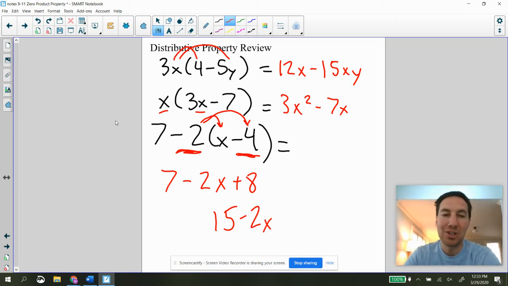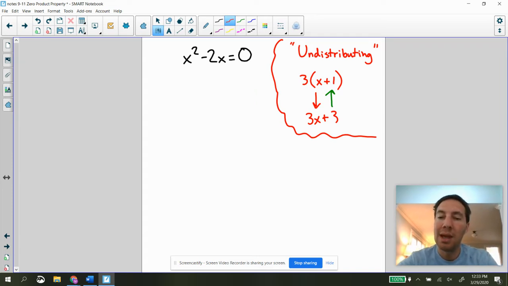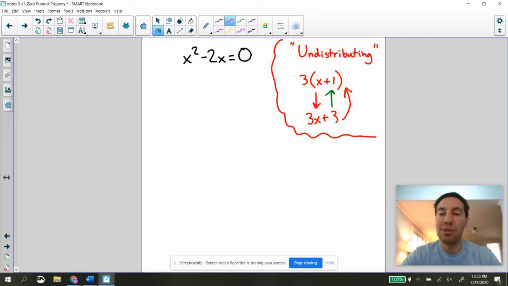All right, ready to do some undistributing? So when I say undistributing, I'm probably making up a word here, but thinking about what would be the opposite of distributing. So if you start over here in my little bubble with 3 times x plus 1 and you get 3x plus 3, how would you go back and get 3 parentheses x plus 1? It's kind of like division, right? Because that's the opposite of multiplication, which is the distributive property. But the key here is to think about what does 3x plus 3 have in common? Those two terms have a 3 in common, and that's the same thing we're going to do here.